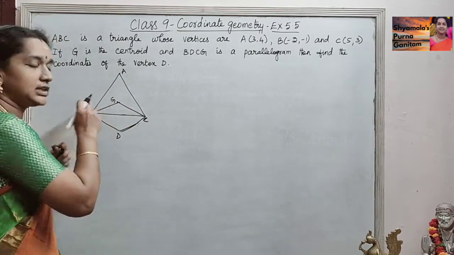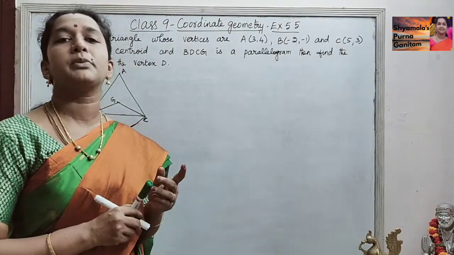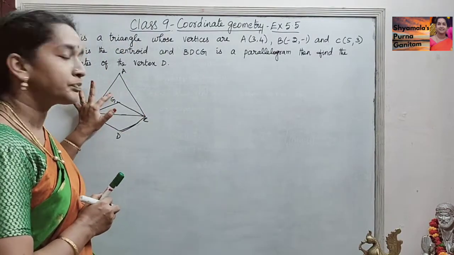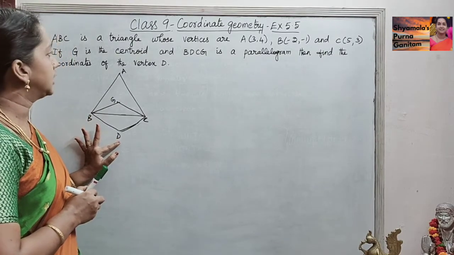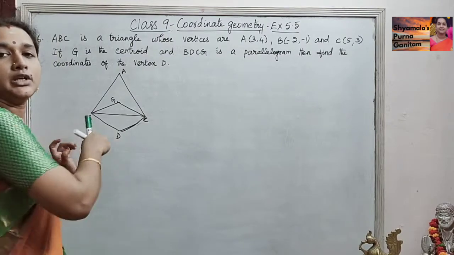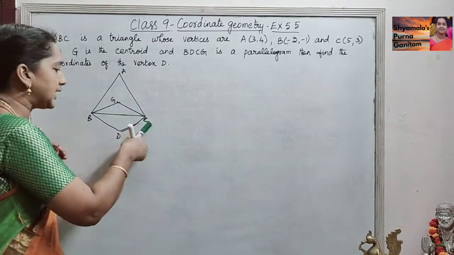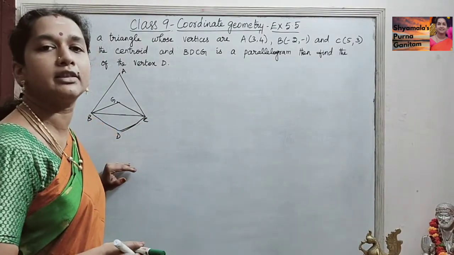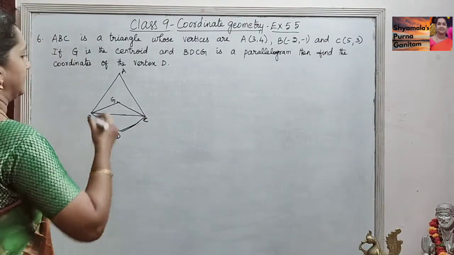For G, the centroid formula is x1 plus x2 plus x3 by 3 and y1 plus y2 plus y3 by 3. For that, 3 points are given, so we can find the point G. Then we are asked to find the coordinates of vertex D. For that we use the parallelogram property that the midpoint of BC is equal to the midpoint of DG. When we equate it, we will get the coordinates of vertex D.